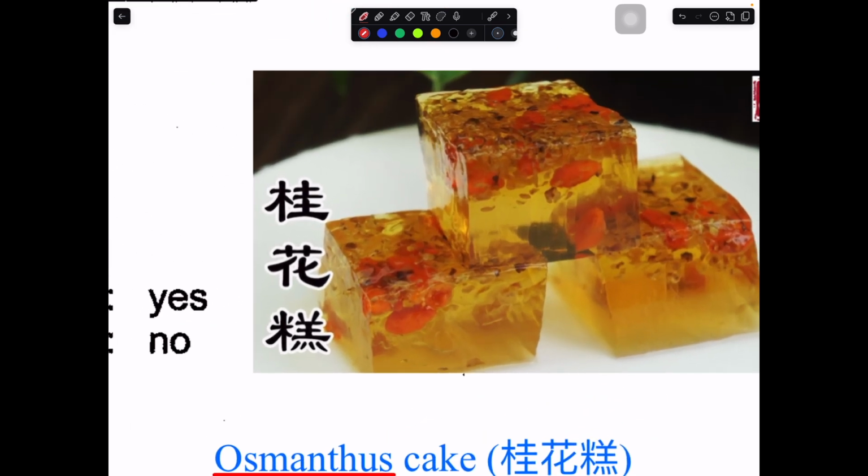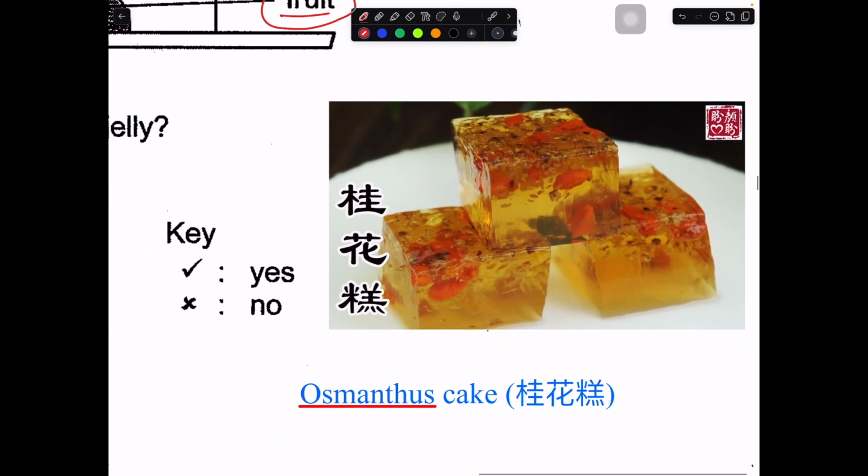Some of you may have eaten this. It's called an Osmanthus Cake, or in Chinese, Gui Hua Gao. It's quite tasty. So you are able to see the, I think this is called a raspberry, or some berry. You're able to see it, right?